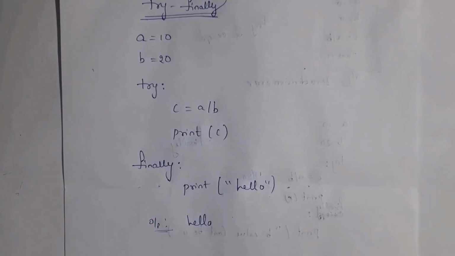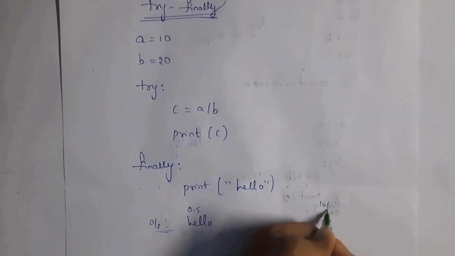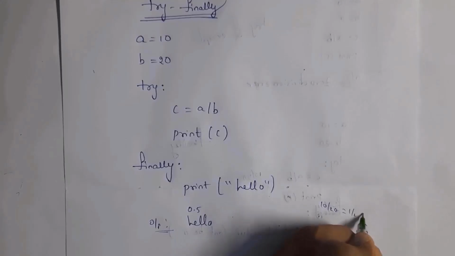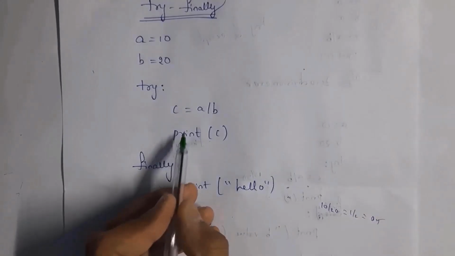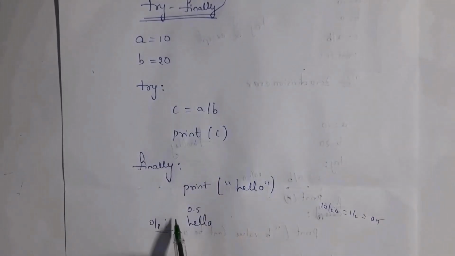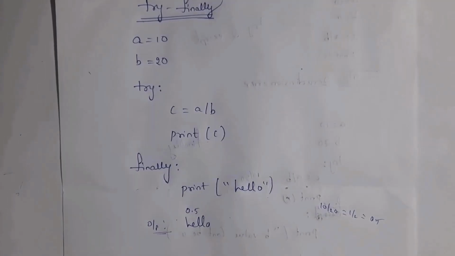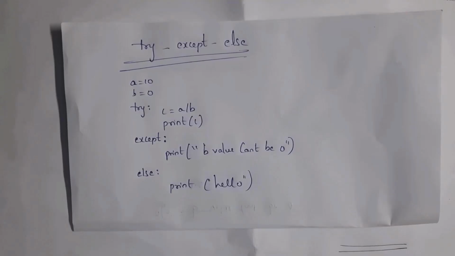But if I take b value as 20, yes, we can divide 10 by 20. 10 by 20 is nothing but 1 by 2, that is equal to 0.5. So whenever I write print C here, I will get output 0.5. No matter whether there is an exception or not, this finally block is always executed. So I'll get output 0.5 as well as hello. This is my output.